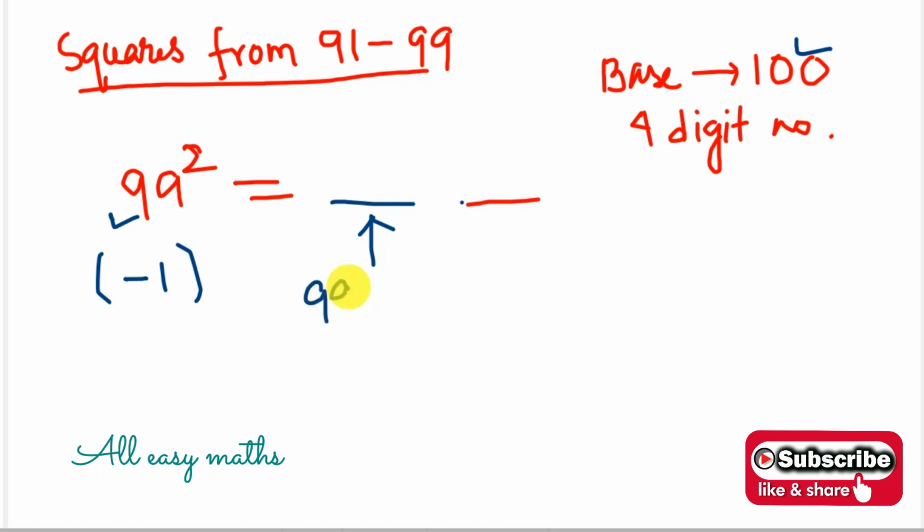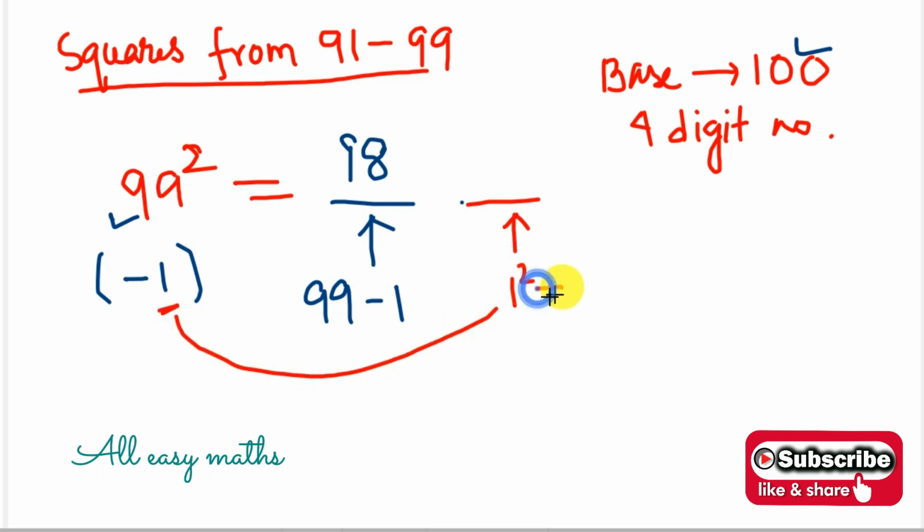How we are going to calculate this is the number itself, 99, minus 1, which is going to be 98. Next, the remaining last two digits: look at the -1, so we are going to calculate 1 square. 1 square is 1. Since the number is going to be a 4-digit number, we have to give 0, so it will be 01. So the answer is 9801.